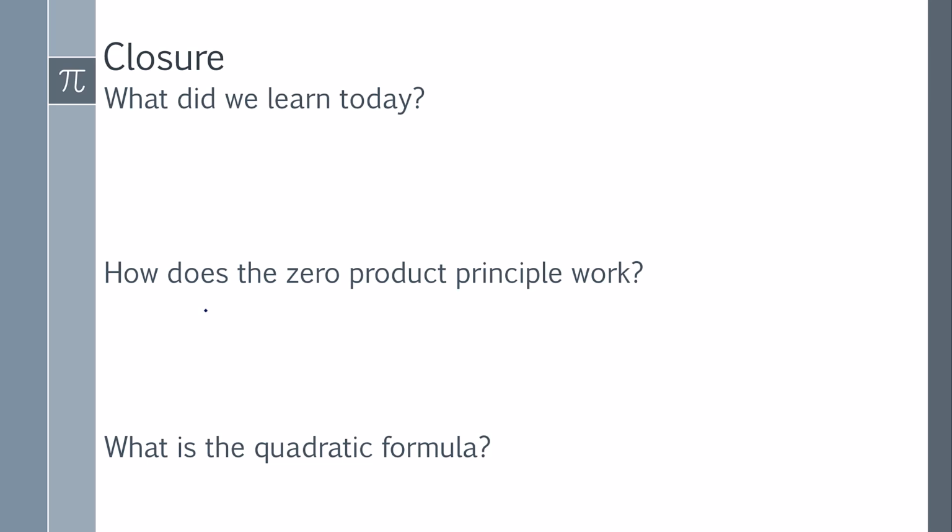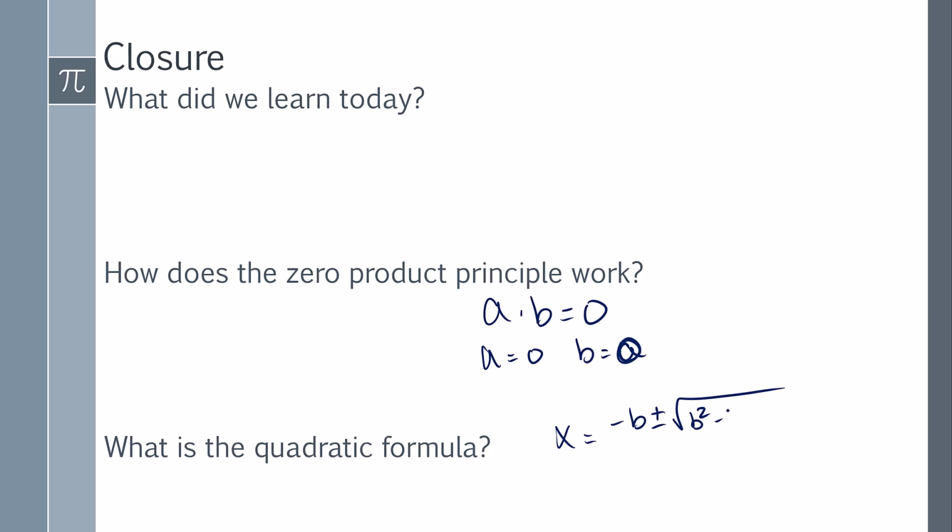So what did we learn today? We learned how to solve quadratic equations three different ways. And so the zero product principle, just remember, if you have two values being multiplied equals 0, you can assume each of those factors equals 0. And then the quadratic formula is -b plus or minus square root of b squared minus 4ac all over 2a.